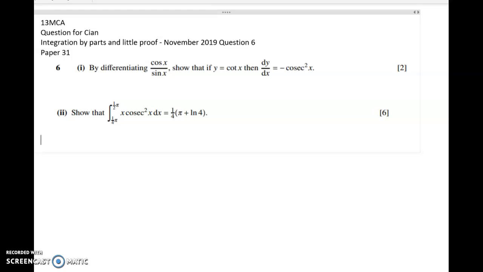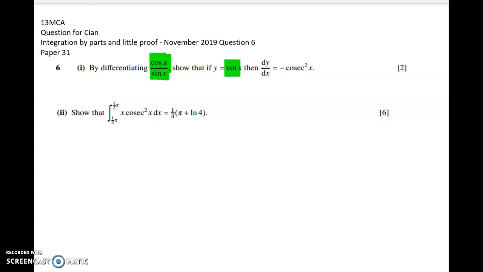So it's got a little proof in it for 2 marks and then a nice integration by parts question. So let's look at the proof first. By differentiating this, show that if y is equal to cot x, then dy by dx is negative cosec squared x. In other words, one of the standard results we get in our formula sheet. So we're going to do that, and then we have to do this, show that question.